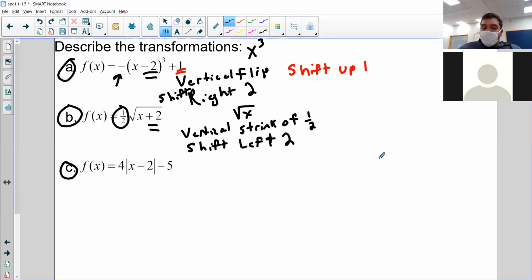Everyone, try number 4 by yourself, or C by yourself. What are the stretches or the shrinks or the shifts happening here? I could actually just look at the digital clock, 30 seconds.